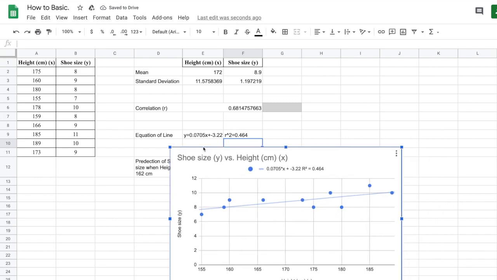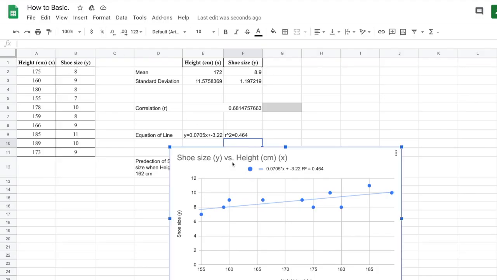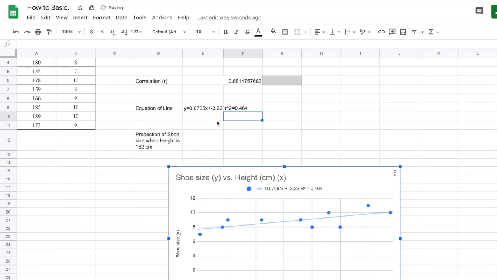Now, it wanted us to find the equation, and we got that. Use your equation to predict the shoe size of a student who is 162 centimeters. So now that I have the equation here, all I have to do is substitute 162 in for X. So I'll just do equals 0.0705 times 162 plus negative 3.22, enter, and the predicted shoe size is around 8.